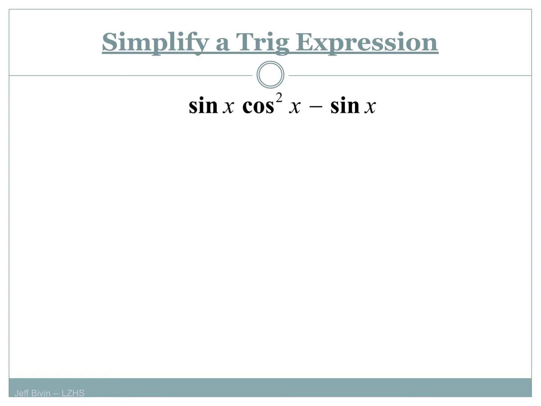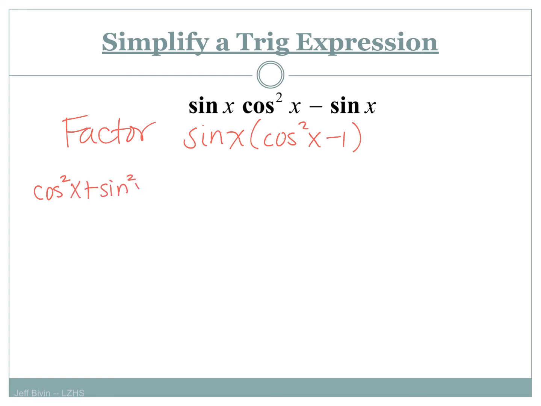Simplifying a trig expression, and this is what we're getting to. So if I look at this, I'm going to think about the trig identities that I just learned, and then the algebra that we have. I have 2 terms here. They both have a sine x, so I'm going to factor out a sine x that leaves behind cosine squared x minus 1. And then I see a cosine squared with a 1, so I'm thinking about my Pythagorean identity, cosine squared x plus sine squared x equals 1. And if I solve that for cosine squared x, that's 1 minus sine squared x.